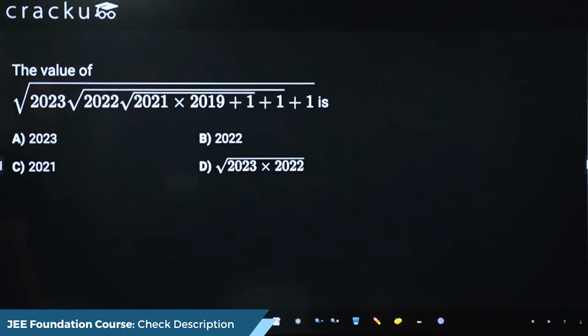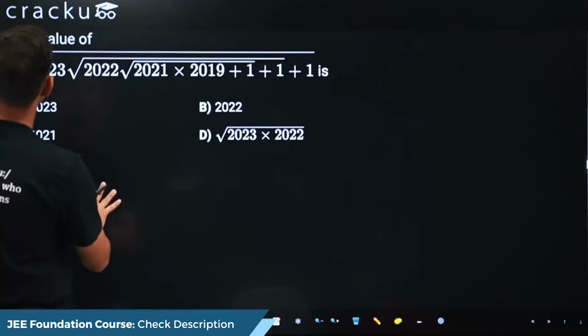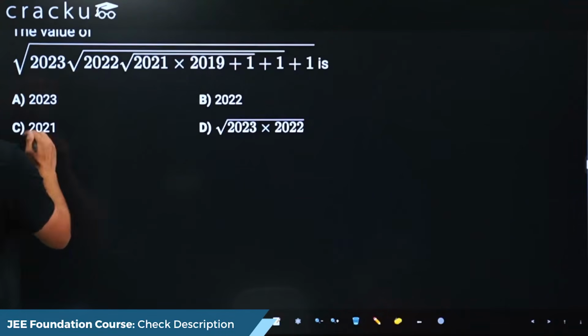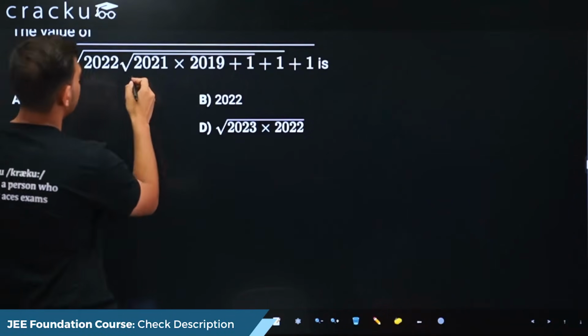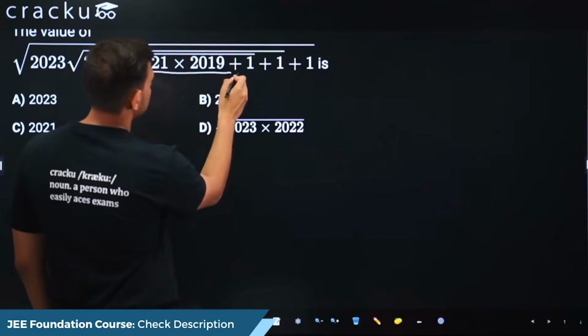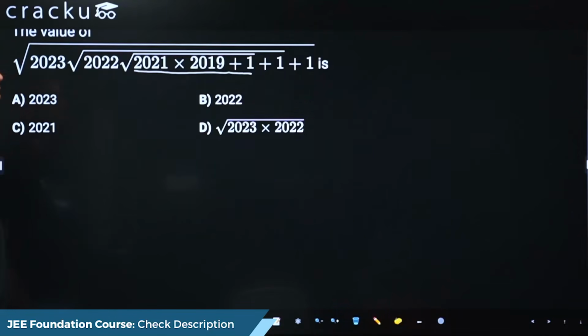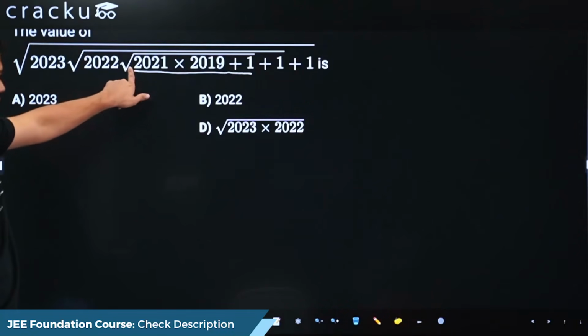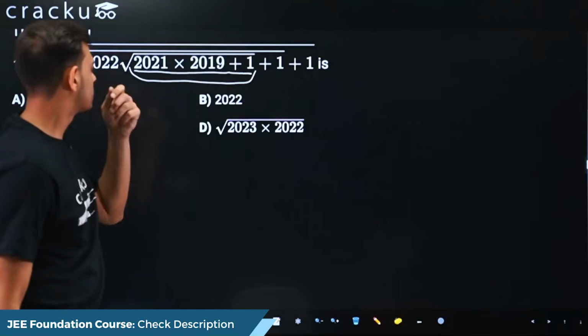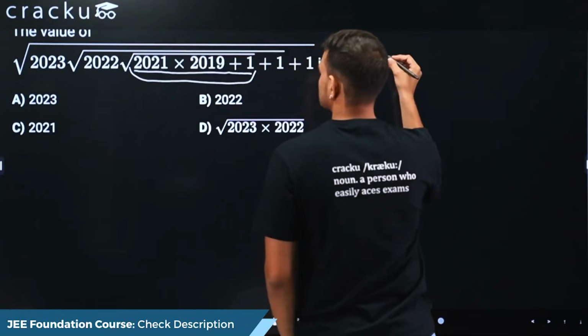Okay, so in this question, we have a lot of under roots, and when we are given so many under roots, we'll start with this one, the deepest one. So the smallest under root is this. We'll start with this. I'll just write it separately.